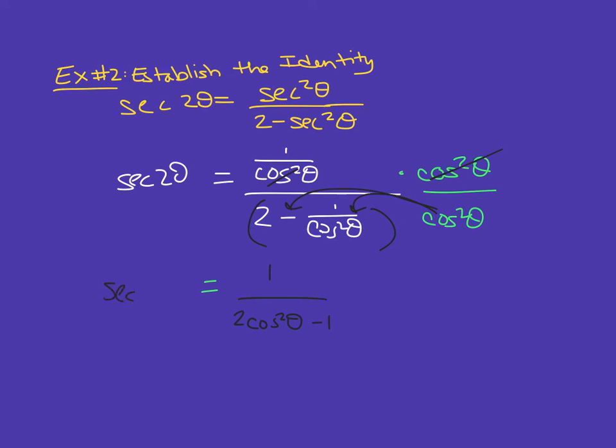But actually, that is already an identity that we have. 2 cosine squared theta minus 1 is the same as cosine of 2 theta. And 1 over cosine of 2 theta is just going to be the same as secant of 2 theta. So we're done on this one.